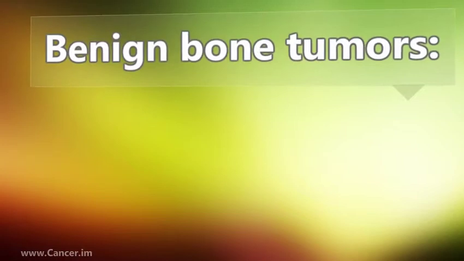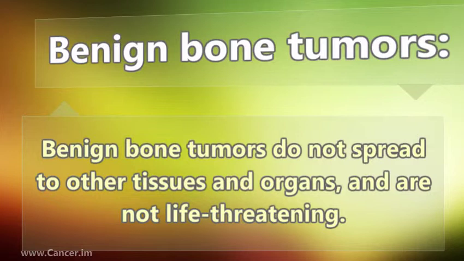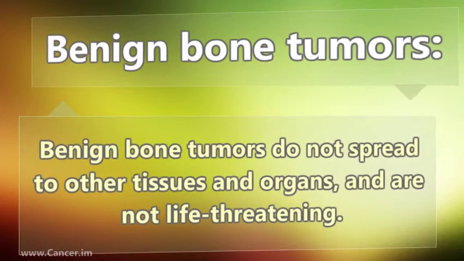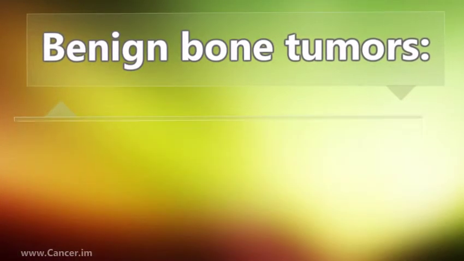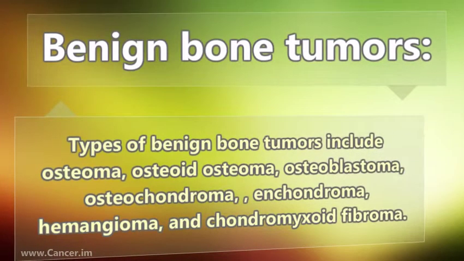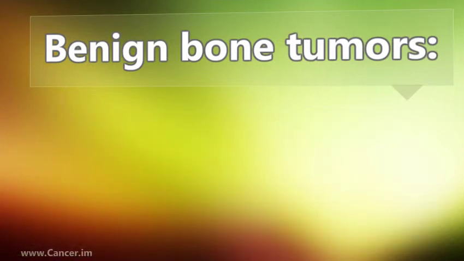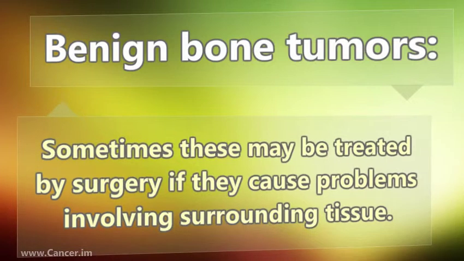Benign bone tumors. Benign bone tumors do not spread to other tissues and organs, and are not life-threatening. Types of benign bone tumors include osteoma, osteoid osteoma, osteoblastoma, osteochondroma, enchondroma, hemangioma, and chondromyxoid fibroma. Sometimes these may be treated by surgery if they cause problems involving surrounding tissue.